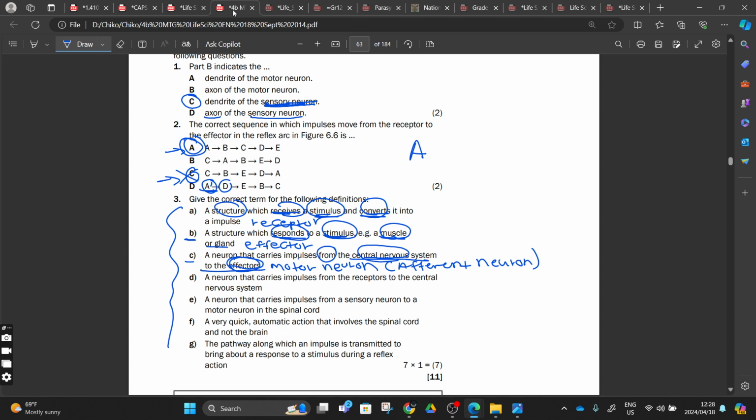Then D, a neuron that carries impulses from the receptors to the central nervous system, this one will be a sensory neuron, right? Or afferent. You don't give them options. You write sensory neuron, you write sensory neuron. Motor neuron, you write, because you might find that you are saying motor neuron and then you mistakenly mix these two up, right? You see what I'm doing, exactly what I am doing. If I talk about that one, I was going to miss it. You see now. Hence I said we don't give them an option.